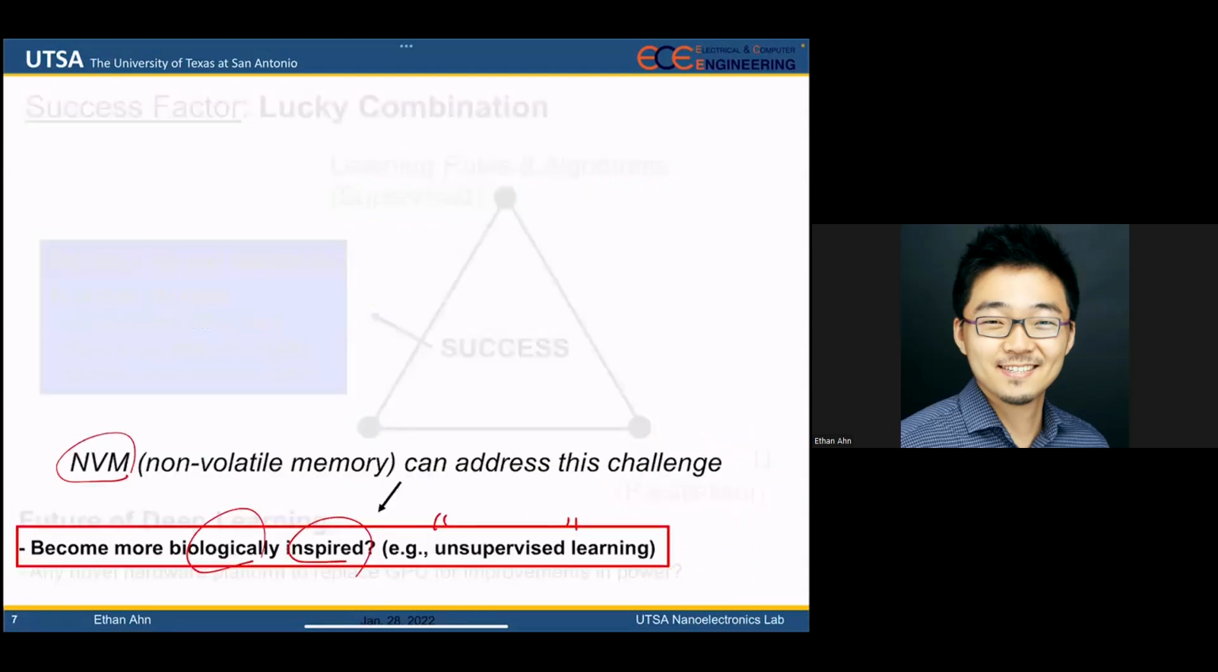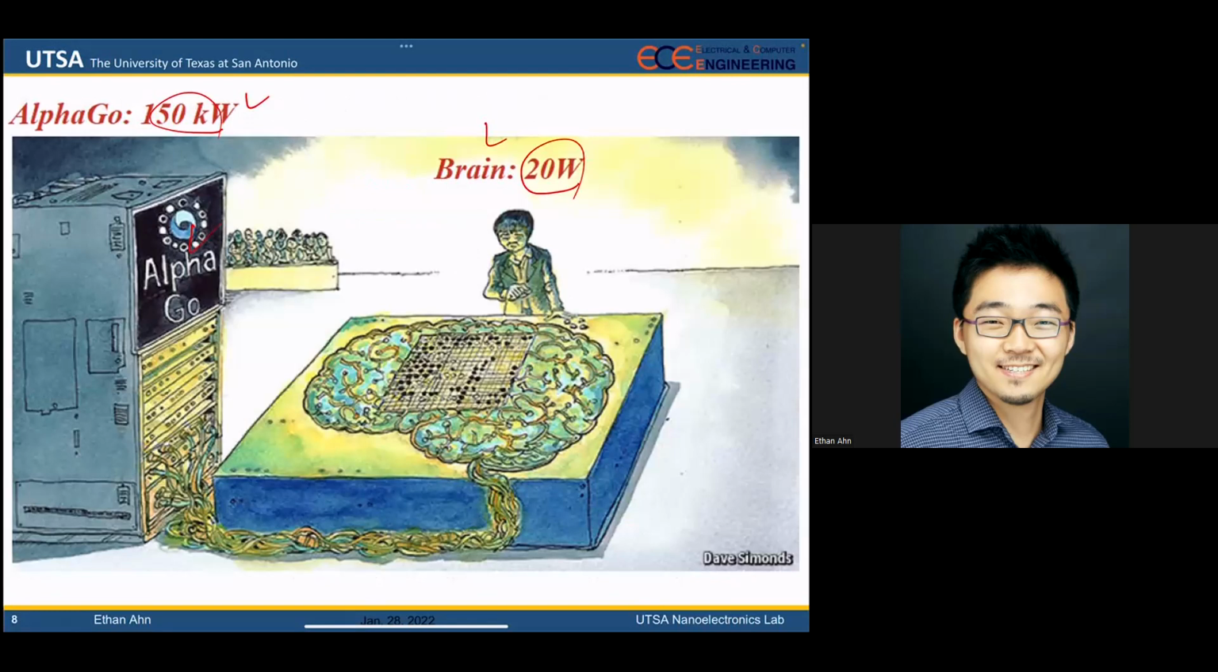And of course, non-volatile memory devices are what we are going to focus on today. They can address these two challenges very well. Before we talk about this, I wanted to highlight that when it comes to power consumption, the human brain is a much better computing system than any existing supercomputer in this modern world. We can play a board game with only 20 watts of power, but see how much power is consumed by a computer. That is many orders of magnitude higher power consumption for the same job.